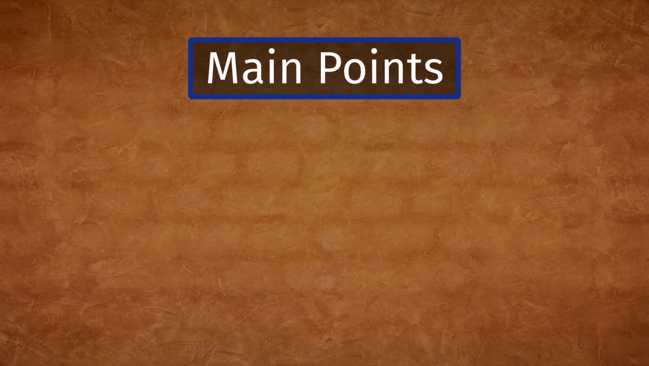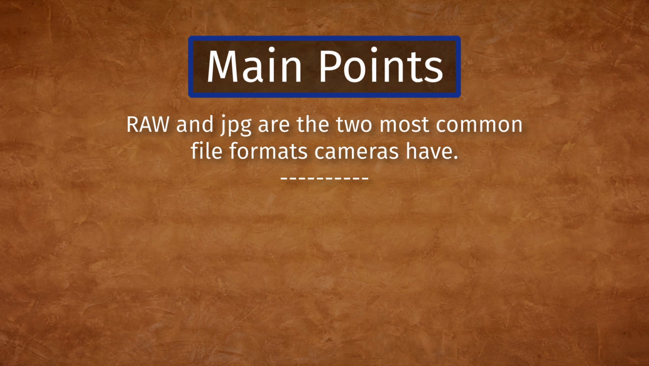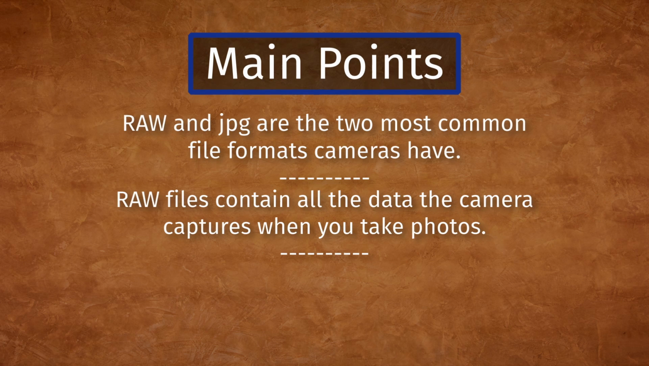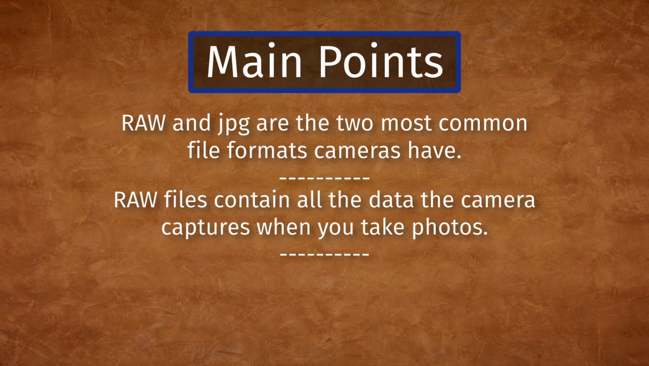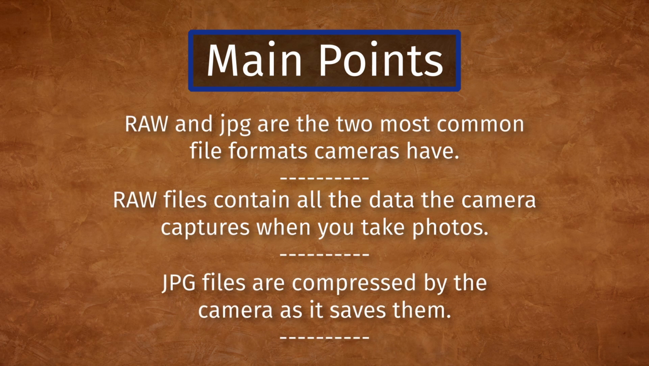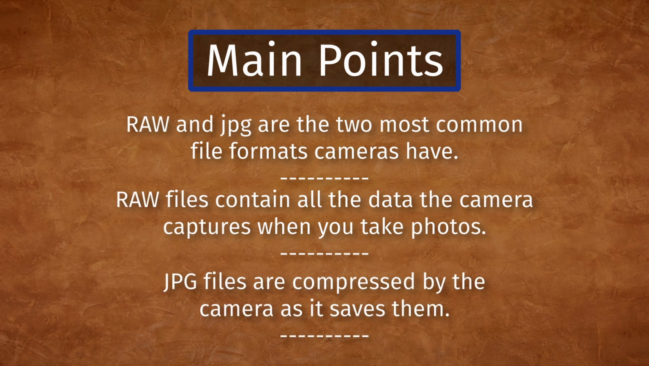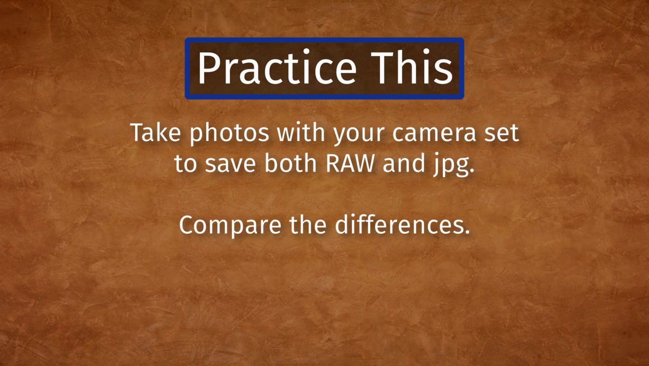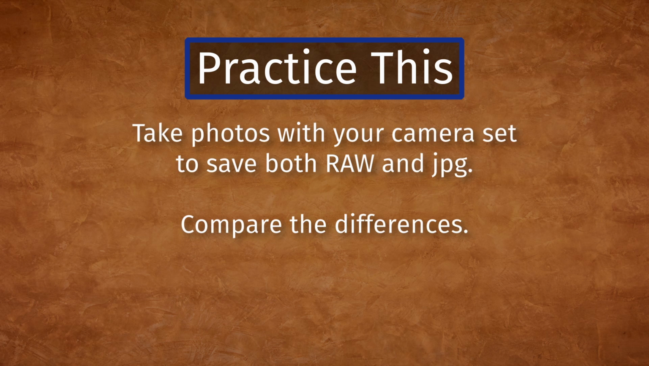The main points from this lesson are: RAW and JPEG are the two most common file formats cameras have. RAW files contain all the data the camera captures when you take photos. JPEG files are compressed by the camera as it saves them. Practice this to improve your photography. Take photos with your camera set to save both RAW and JPEG files. Compare the differences.